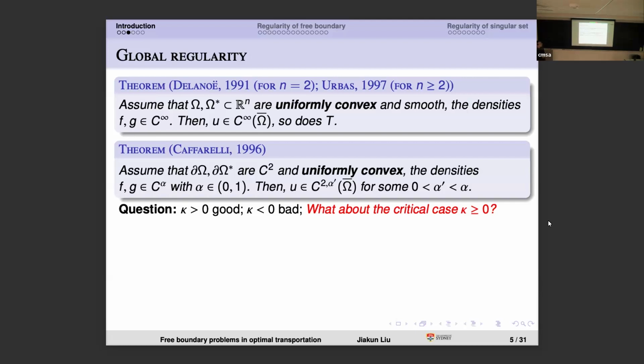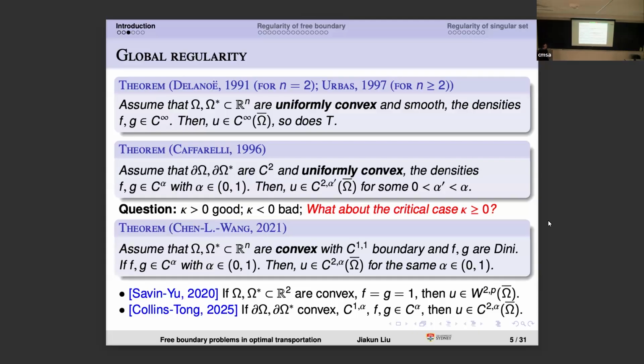We know that. And if the domain is not convex, that means the curvature somewhere is negative, then we can construct a counterexample to show the solution is not even C¹. That means the optimal mapping T is not continuous. And so the question is, how about the critical case? The critical case is when the domain is convex, but not uniformly convex. That means somewhere the curvature could degenerate to 0.